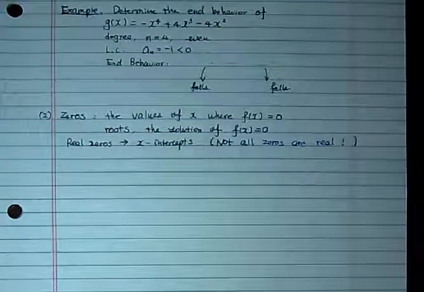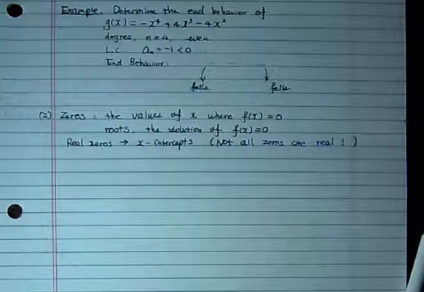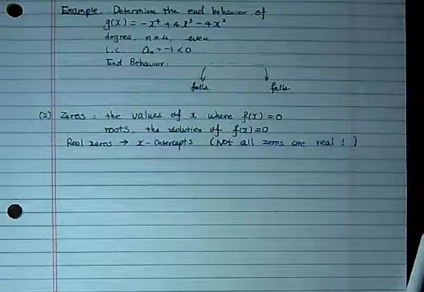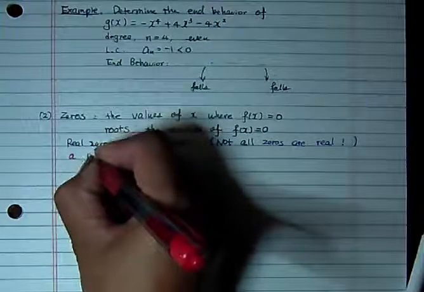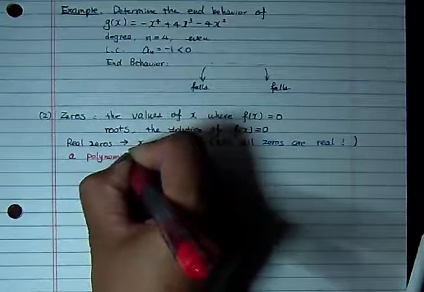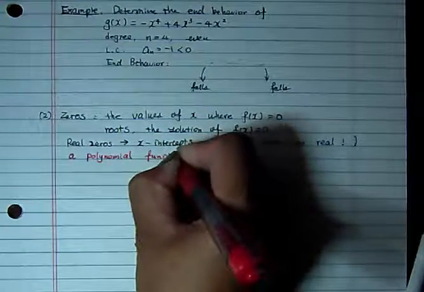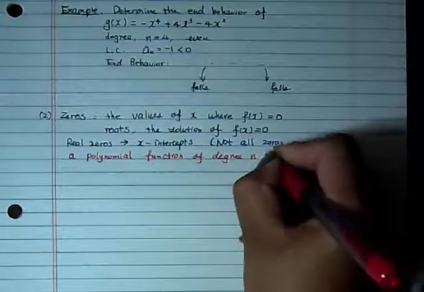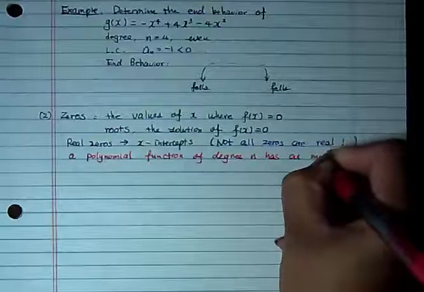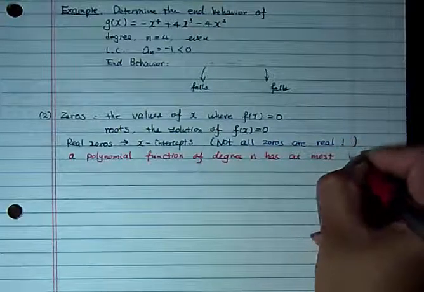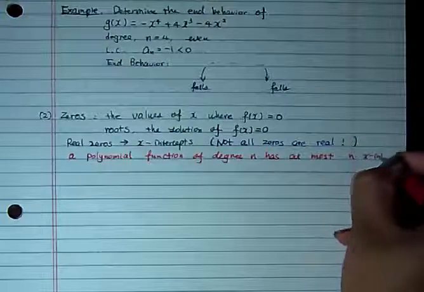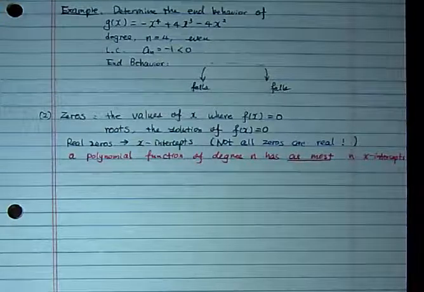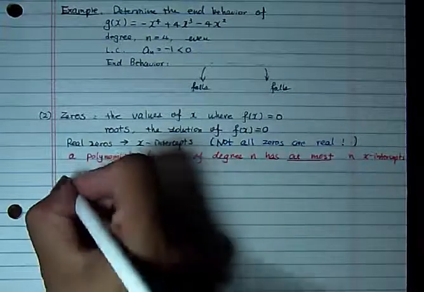One of the facts we know for polynomial functions is that a polynomial function of degree n has at most n x-intercepts. So it's at most, which are the real zeros. Let's take a look at some examples.